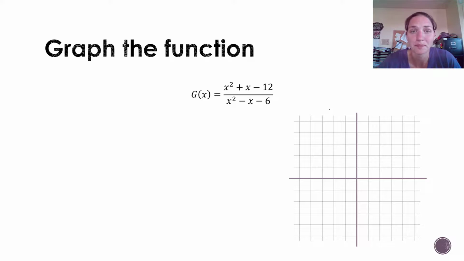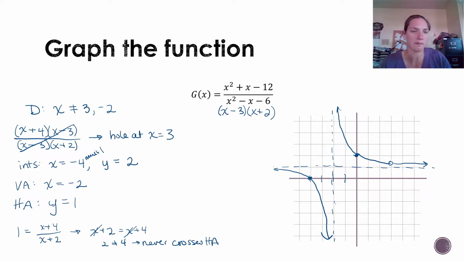Okay, so how'd it go? Did you find the hole? Well, first we have to start by finding the domain. So we have that here. X not equal to 3 and -2, because I factor the bottom. And then when I factor the top, the x minus 3's can cancel. So that means I have a hole at x equals 3. Great. Now I can deal with just the reduced one.